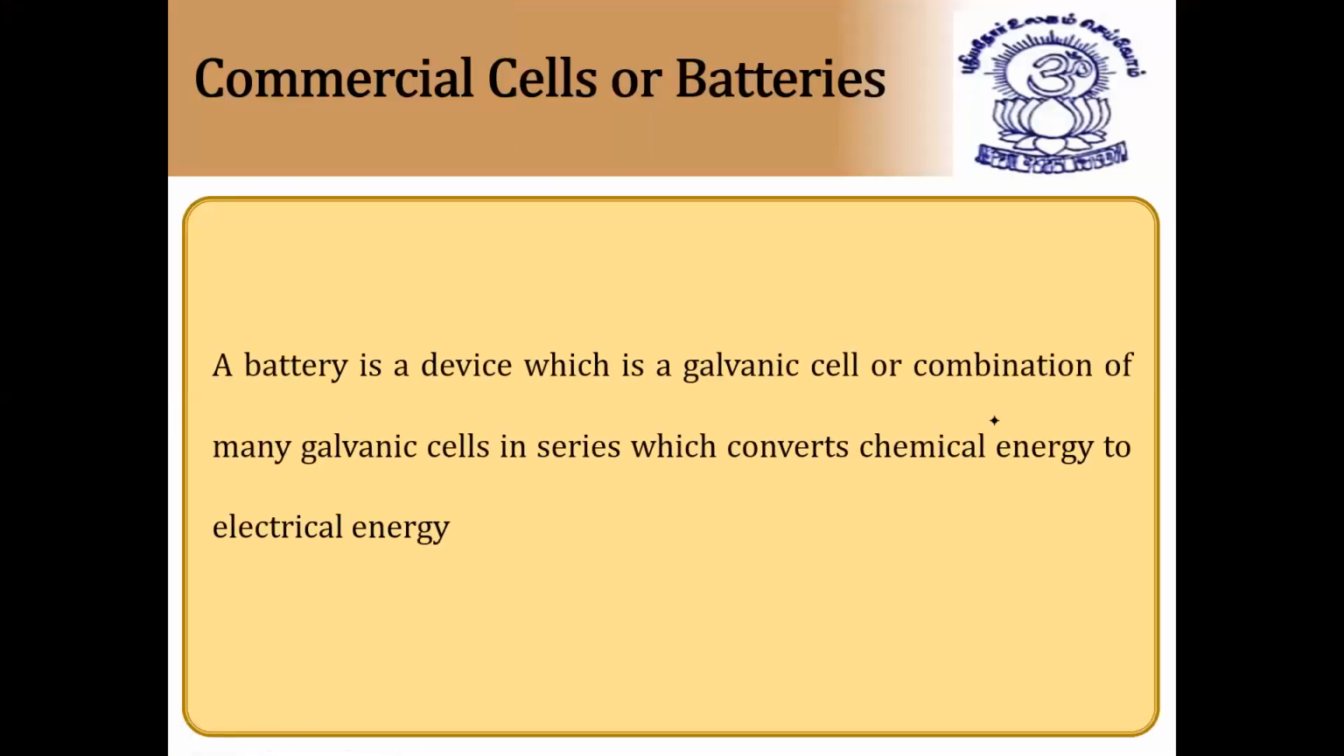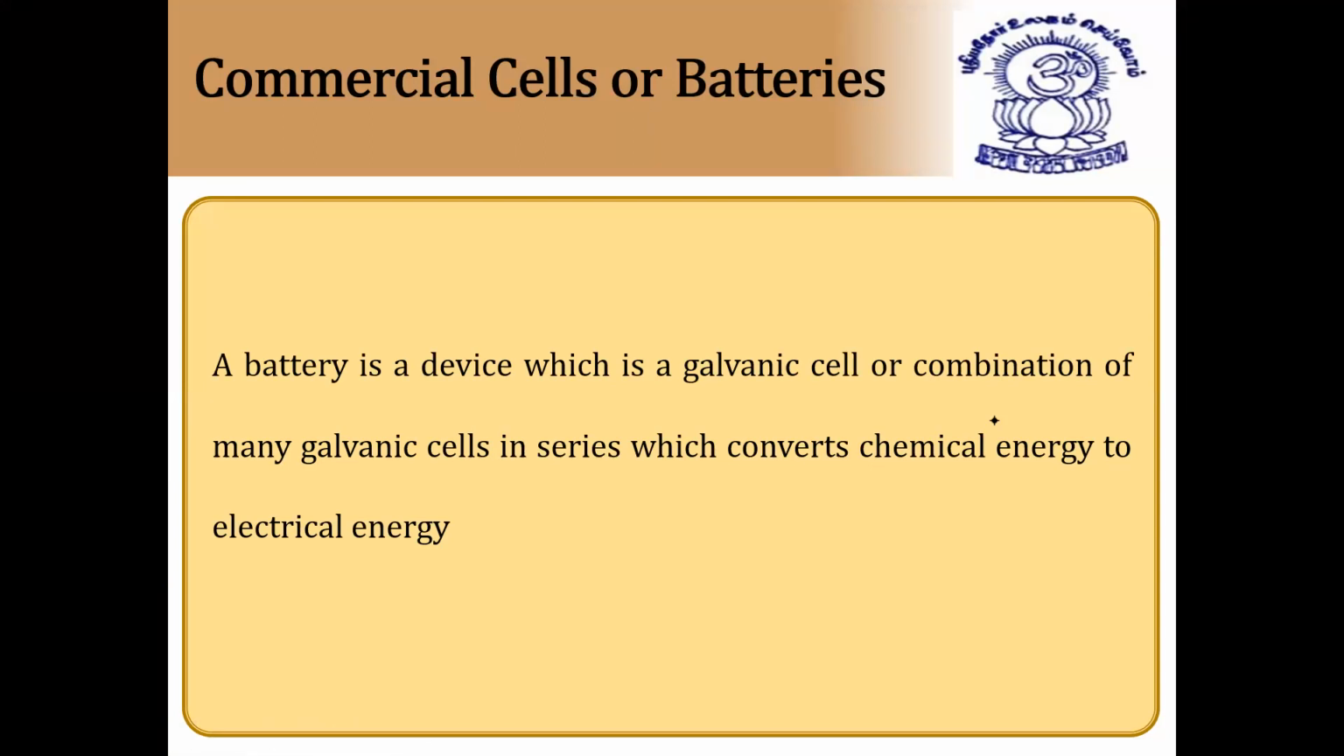Yes, the last topic in this chapter is commercial cells or batteries. A battery is a device which is a galvanic cell or a combination of many galvanic cells in series which converts chemical energy to electric energy. So till now we have completed 3 topics mainly, and now this is the 4th topic, that is cells or batteries. This is the last topic in this chapter. After this, the chapter will be over.